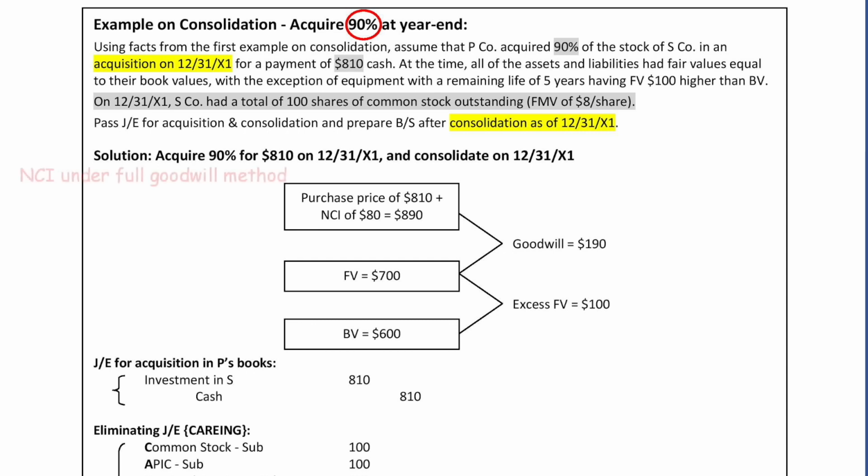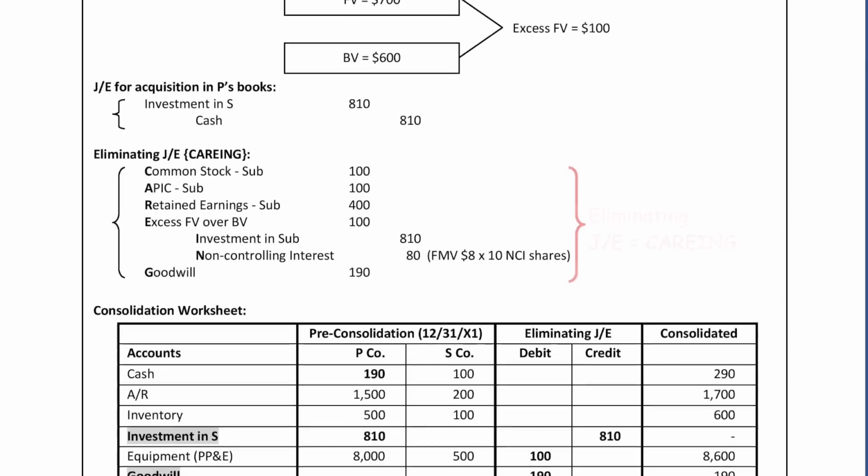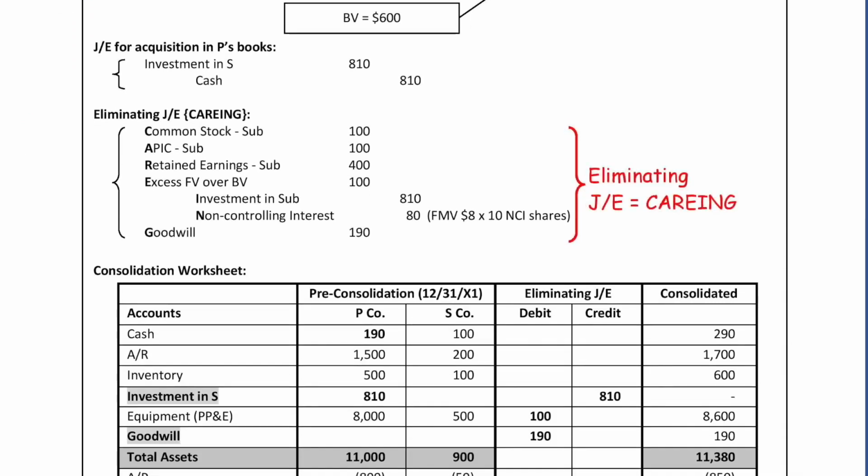So write, NCI under full goodwill method, that equals $8 fair market value into 10 NCI shares. And that calculates to, write, equals $80. So the number for non-controlling interest on the journal entry carrying would be $80. So with that, we are looking at an eliminating journal entry. So draw a bracket and write eliminating journal entry equals carrying.